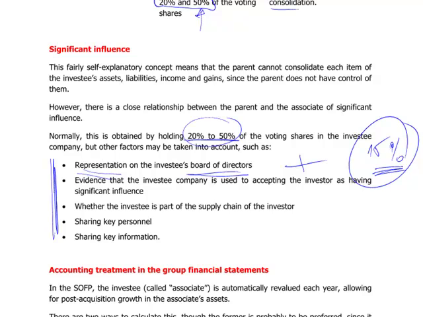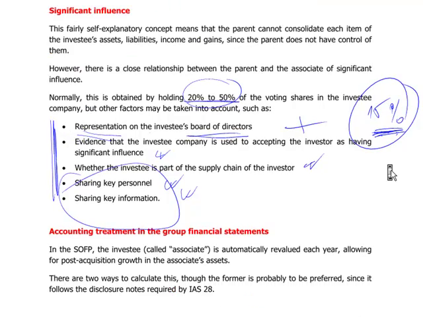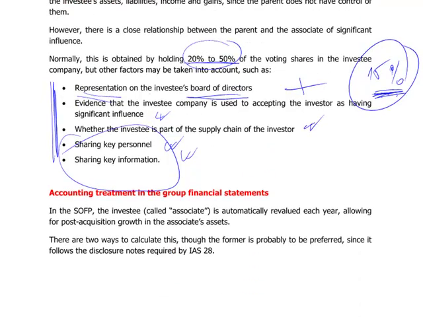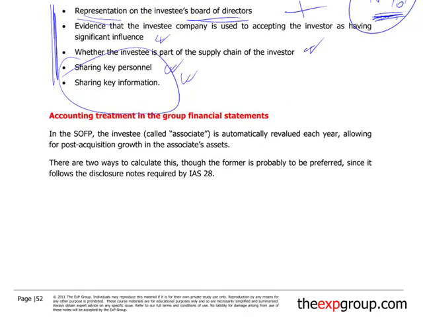Also, you can combine whatever voting shares you have with aspects of substantial evidence, such as the investee company being used to accepting the investor having significant influence, or whether the investee is part of the supply chain of the investor. Do we share key personnel? Do we share key information? Such sharings add to your power of influence and add to the power that the voting shares alone give you. So these would be elements for you to be aware of. It's not just about percentage. However, in the exam it will be quite limited to that.